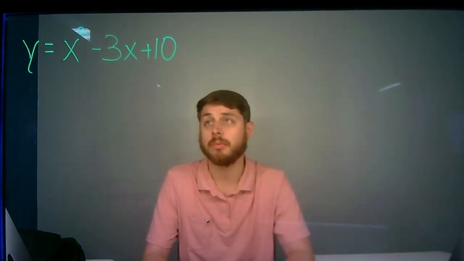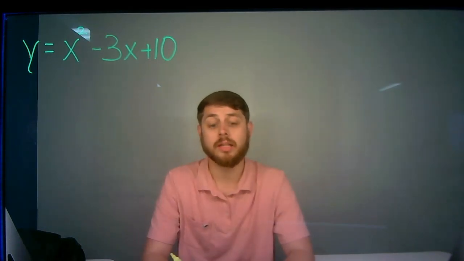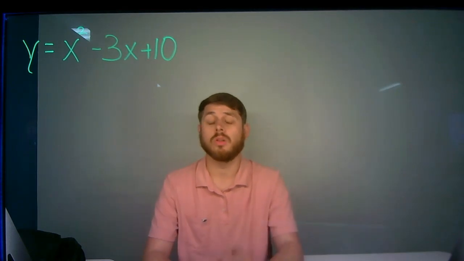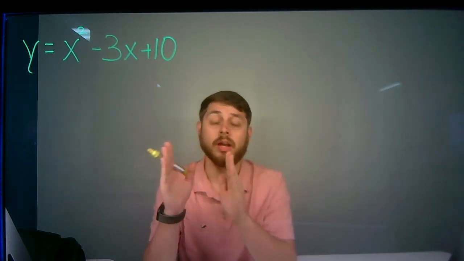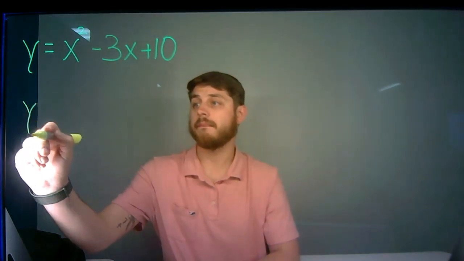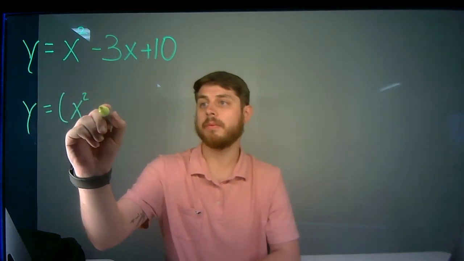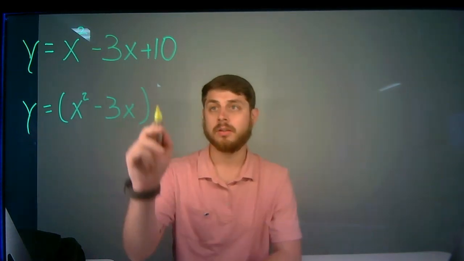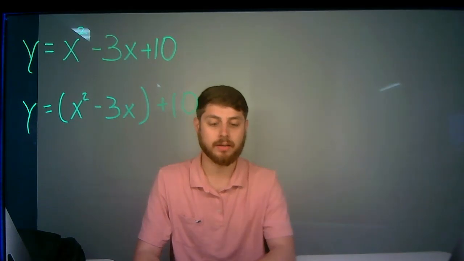So today we're going to talk about how to rewrite the standard form of a quadratic into vertex form by completing the square. The first step we need to do is group our x squared and our x term together. What that's going to look like is right below: I would have x squared minus 3x grouped together with the plus 10 at the end.